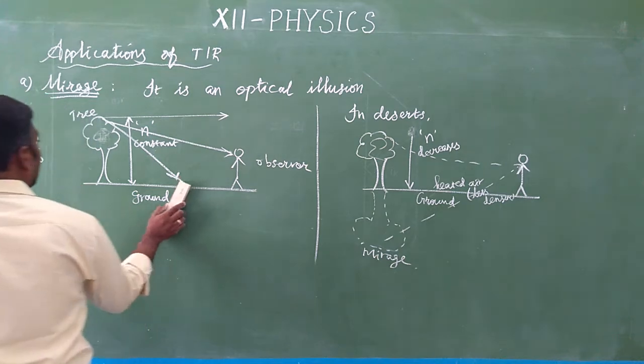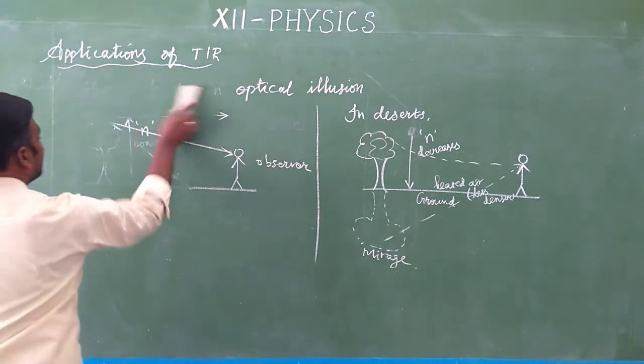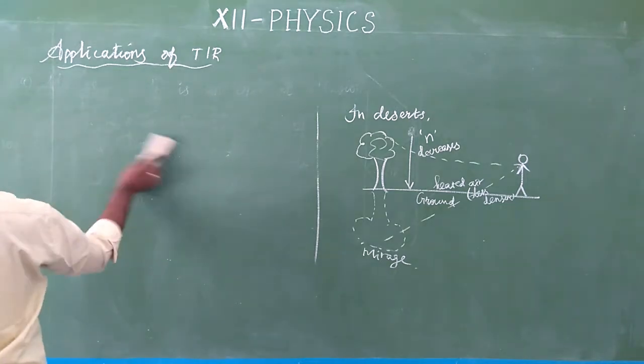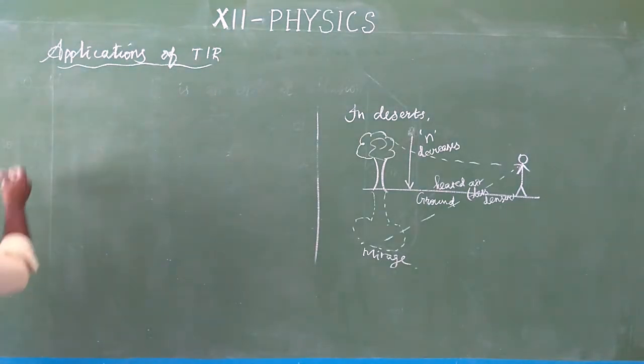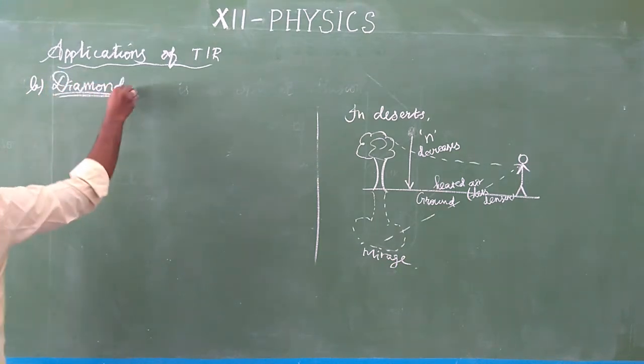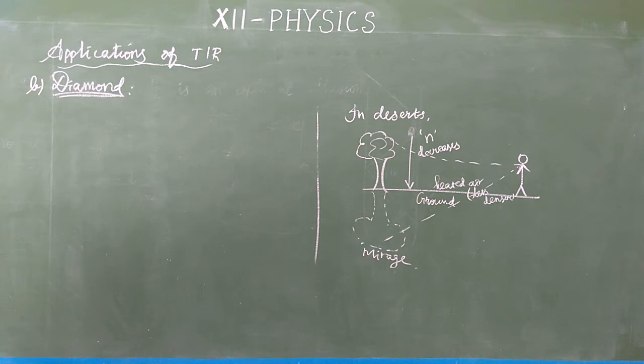The second application of total internal reflection is the diamond. Diamond is also a best example for total internal reflection, because we have gemstones. Compared to other gemstones, the diamond is very precious and more valuable, and it shines very bright. The brilliance of the diamond is due to its sharp cutting. The more it is sharpened, the more it sparkles.